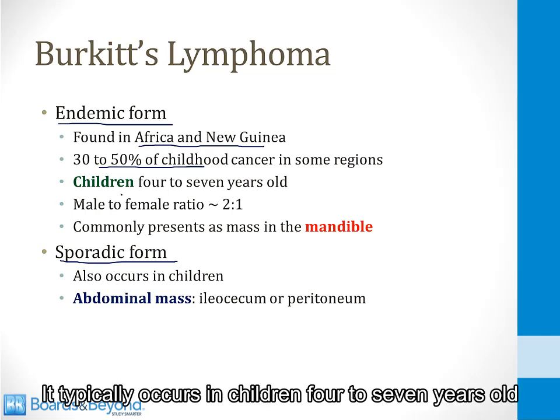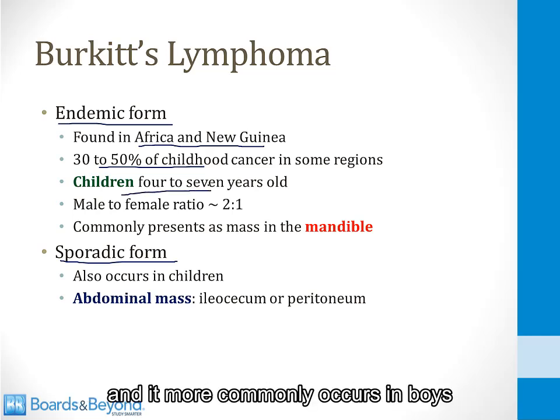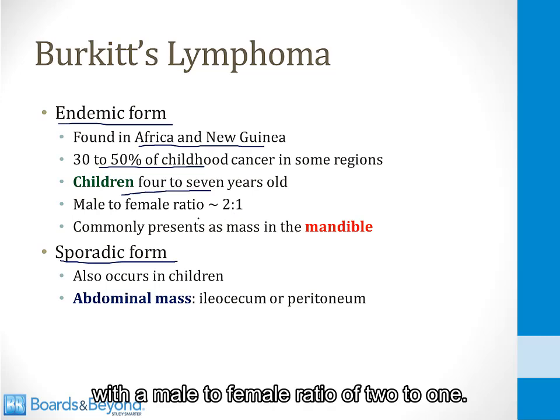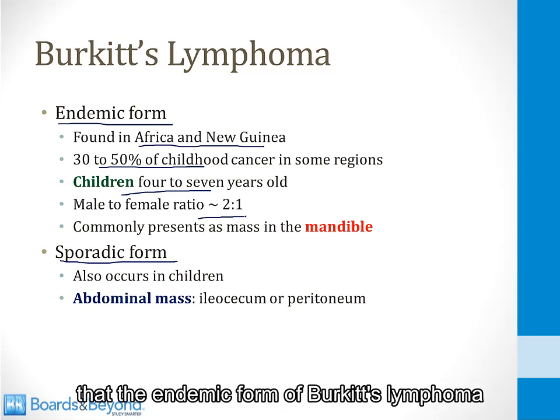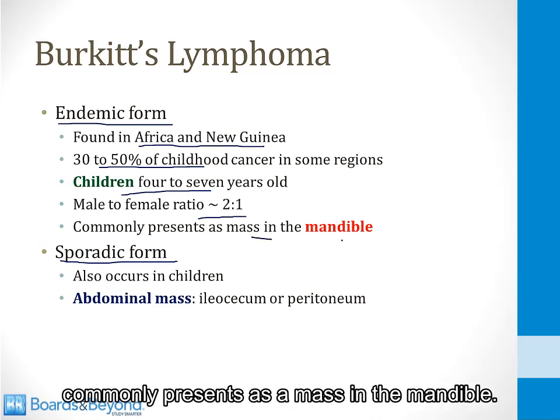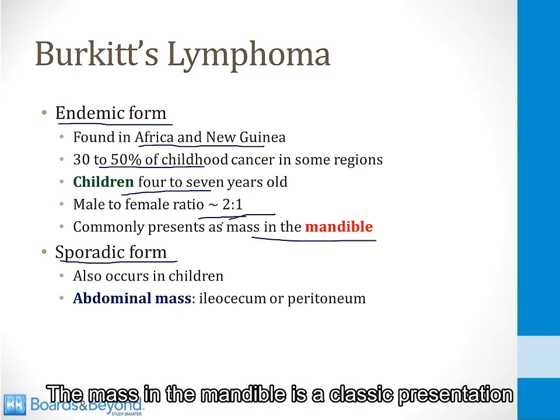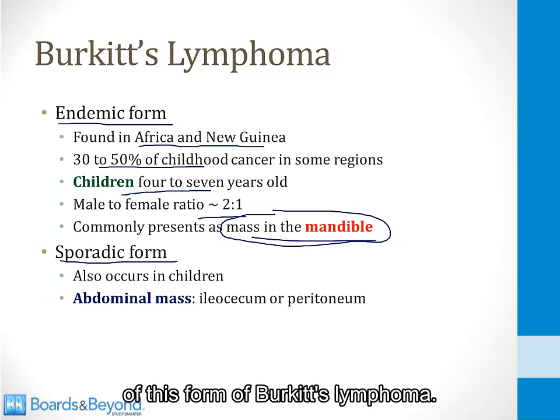It typically occurs in children 4 to 7 years old, and it more commonly occurs in boys with a male to female ratio of 2 to 1. And very high yield for you to know this fact, that the endemic form of Burkitt's lymphoma commonly presents as a mass in the mandible. The mass in the mandible is a classic presentation of this form of Burkitt's lymphoma.